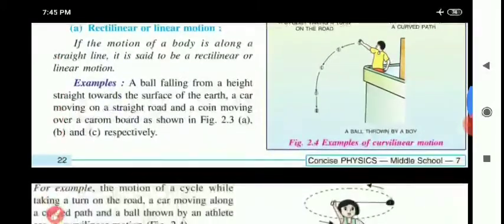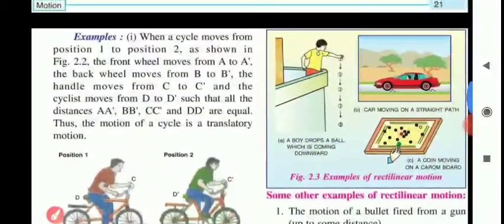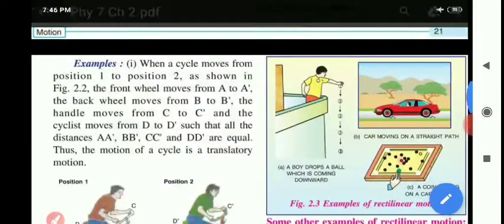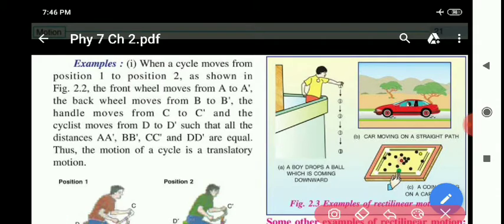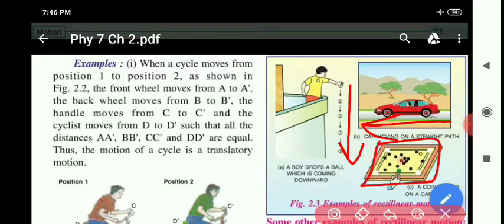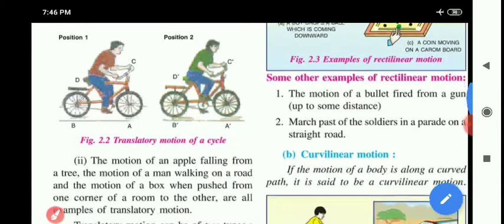See, this is figure 2.3, an example of rectilinear motion. The boy drops the ball in a straight downward direction. The car is moving on a straight path, and the striker is moving on the carom board in a straight path only. That is linear motion.